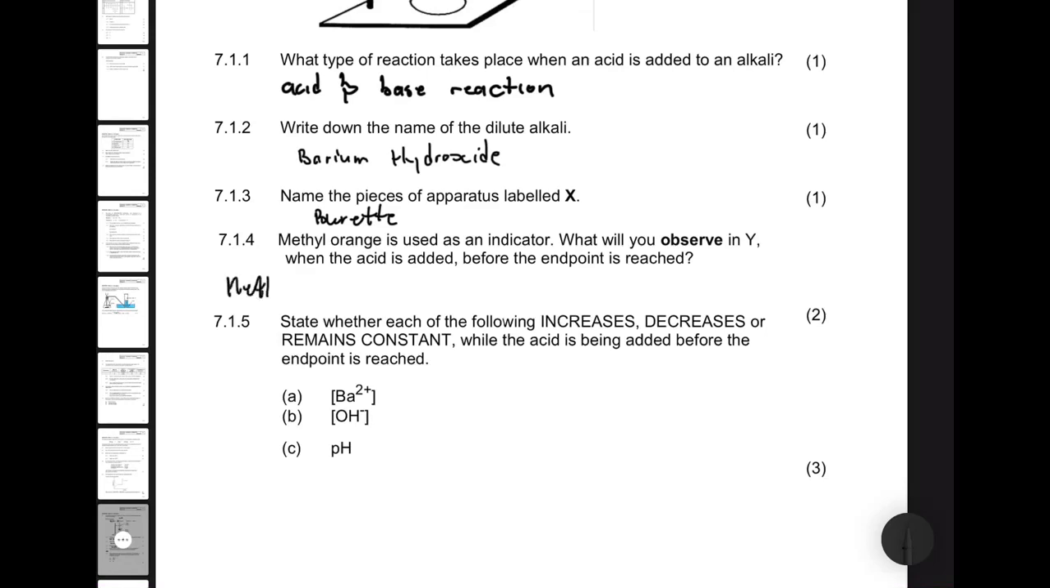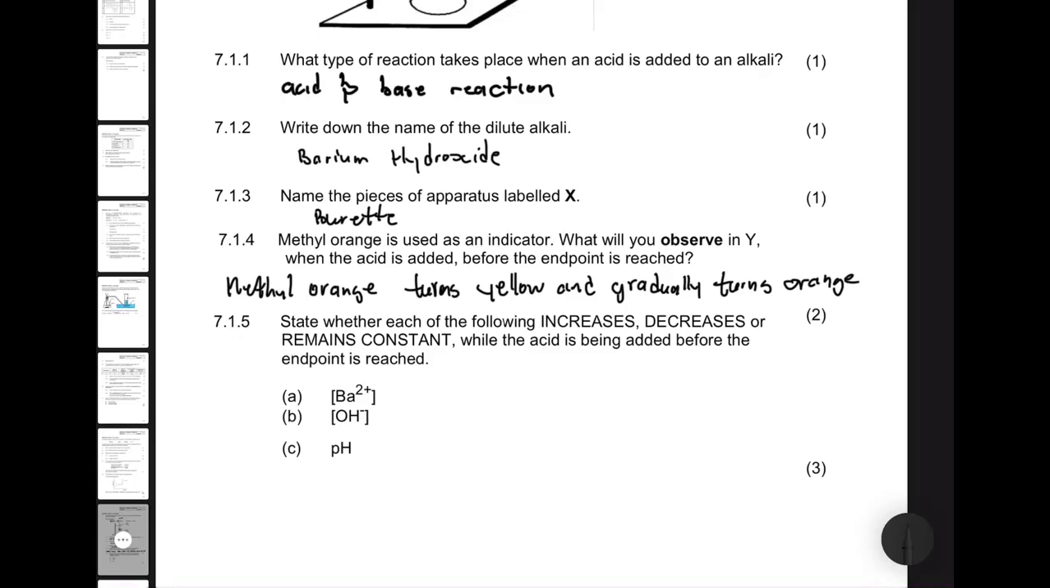So for 7.1.4, the methyl orange turns yellow because we add it into a base, and gradually turns orange. And if you keep adding more acid and your solution becomes acidic, it will consequently turn red. And then 7.1.5 says, state whether each of the following increases, decreases, or remains constant while the acid is being added before the endpoint is reached.